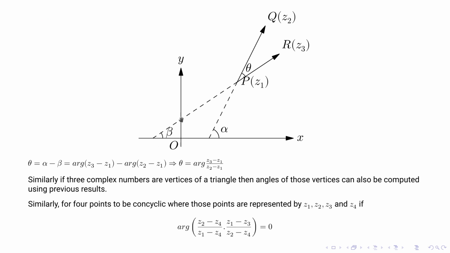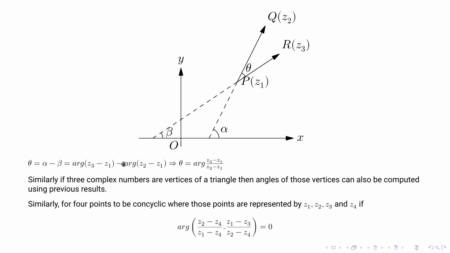Now we consider another diagram. We have P1 here, which is Z1. We have Q here, which is Z2, and we have R here, which is Z3. Now, if you want to find out theta here, then theta is alpha minus beta. That's very simple to examine by looking at the diagram. Now, alpha is nothing but argument of Z3 minus Z1, and beta is argument of Z2 minus Z1. So we can say that theta is equal to argument of (Z3 minus Z1) by (Z2 minus Z1).